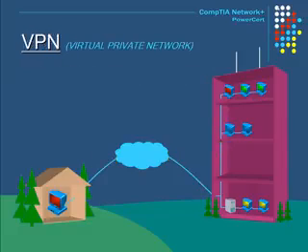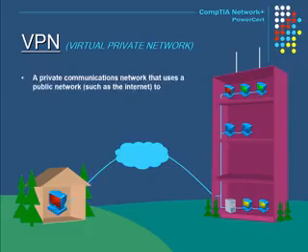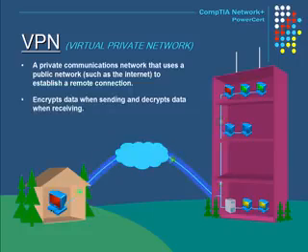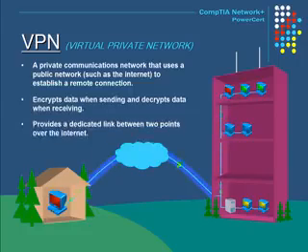A VPN is a virtual private network. It's a private network that uses a public network, such as the Internet, to establish a remote connection. The data is encrypted as it sends and decrypted when received. It provides a dedicated link between 2 points over the Internet.